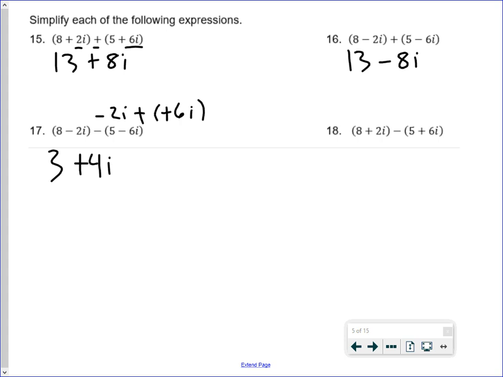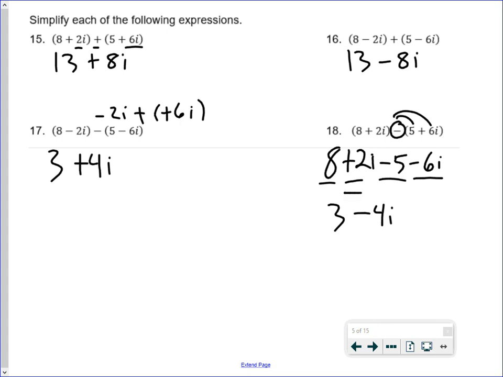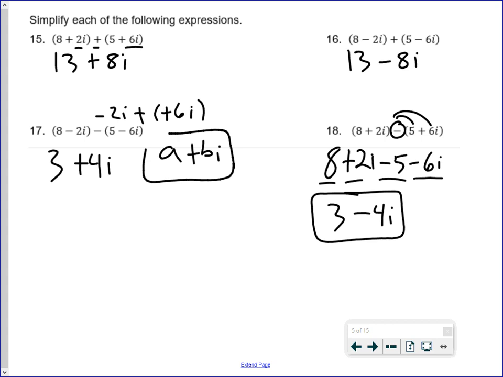Another way to do it, I'm going to do it with number 18, is you can take this negative right here and distribute it, and then just add like terms. So you have 8 plus 2i. Distribute that negative, you get negative 5 and minus 6i when you distribute the negative to the other parentheses. We're going to go ahead and add like terms. So we have 8 and negative 5, it gives us a positive 3, and 2i minus 6i, or minus 4i. All right. Also, please be mindful that you're putting these in a plus bi form. If you're not putting in a plus bi form, you're going to get the answer wrong. It has to be in this form, or it's not correct.